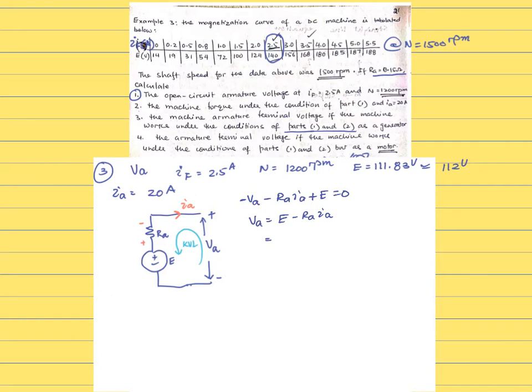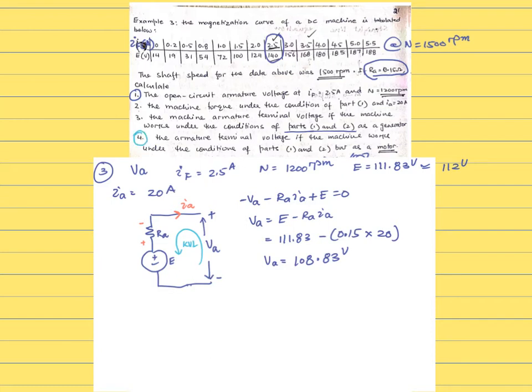So E, let's say, is 111.83 minus the value of RA, which is also given to us, 0.15, times IA, which is 20. Okay, so if you solve for that, that gives you 108.83 volts. So that's the case of a generator.